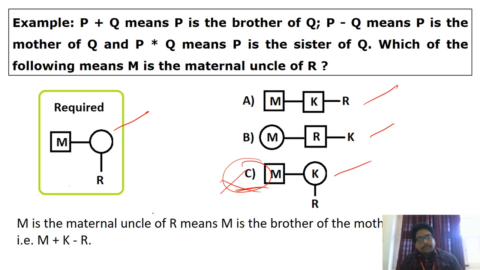That's it. M is a maternal uncle of R means M is a brother of the mother. Say K is the mother of R: M plus K minus R. Clear? So this is all for this day.